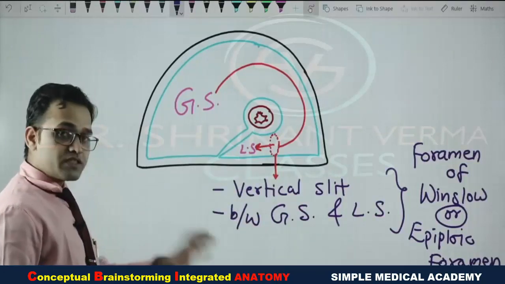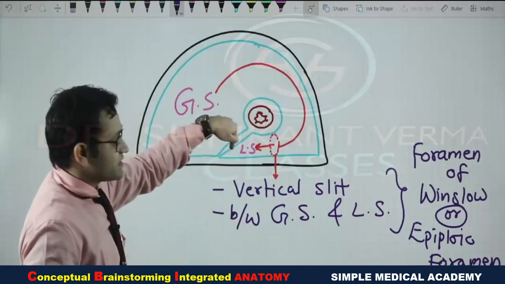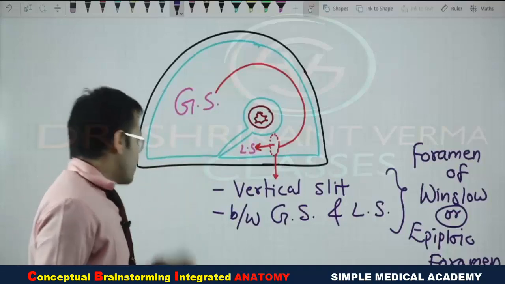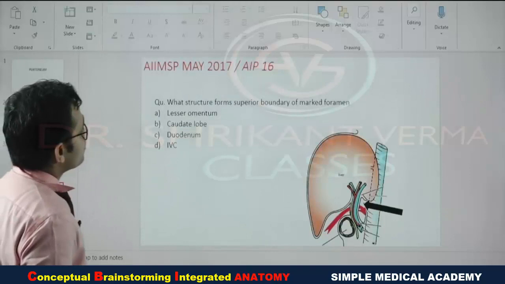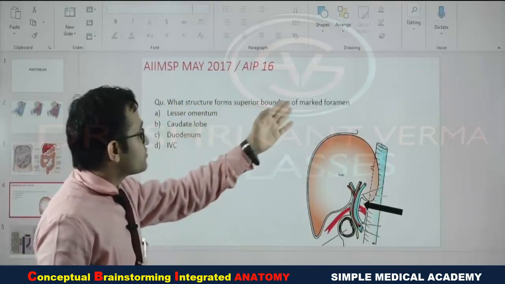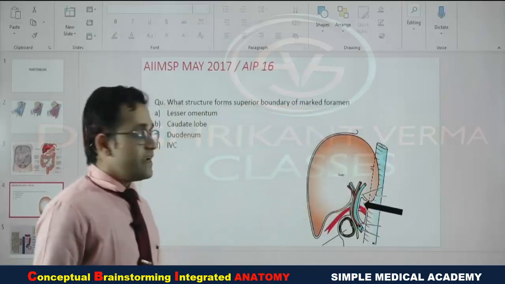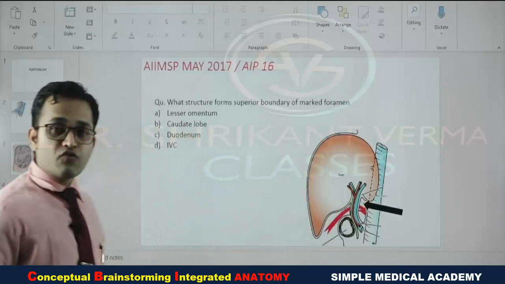Okay, so what is the epiploic foramen? The vertical slit which communicates the greater sac and the lesser sac. Now we are going to see what are the various boundaries of this epiploic foramen. Yes, see, this was the question in the AIIMS and All India exam, that what structure forms the superior boundary of the marked foramen. This is nothing, this is the epiploic foramen or foramen of Winslow.